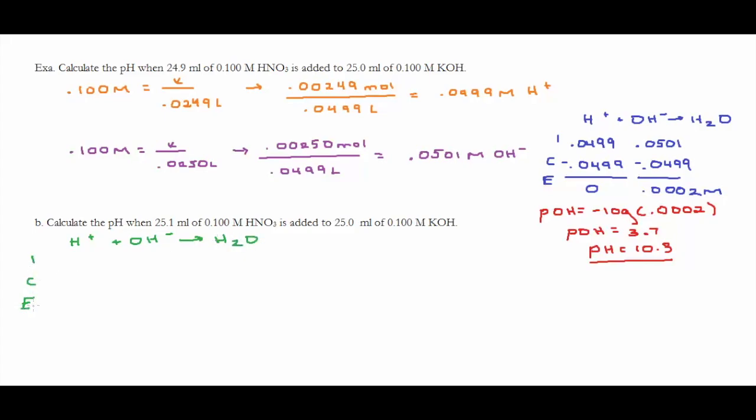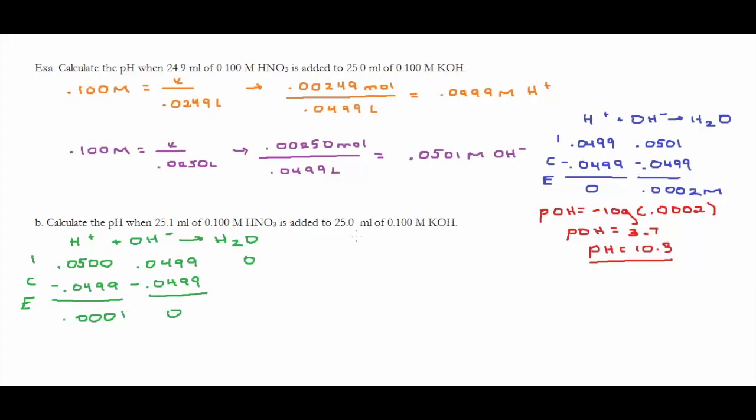The concentration that I got when I did this was 0.0500, and the concentration I got for OH is 0.0499, which makes sense because I had more acid than base this time, which means I'm going to end up with acid at the end because I'm going to run out of my base. So this is going to be 0.0001, that's going to be 0.